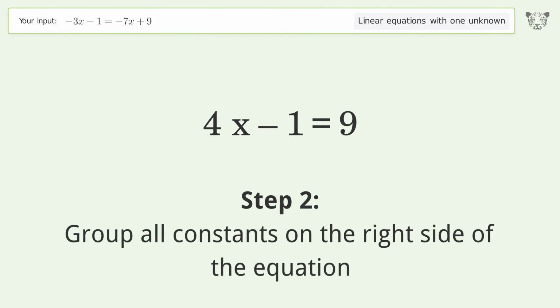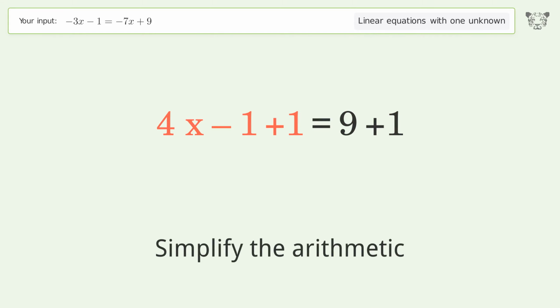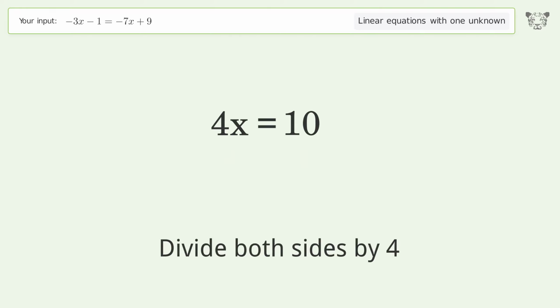Group all constants on the right side of the equation. Add 1 to both sides. Simplify the arithmetic. Isolate the x. Divide both sides by 4.